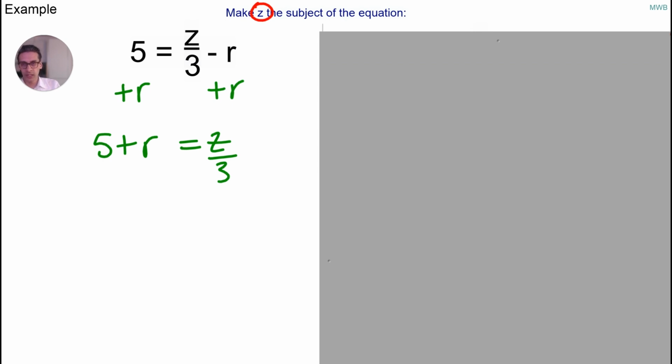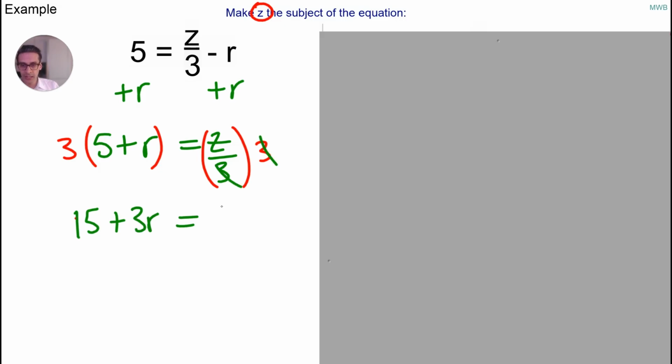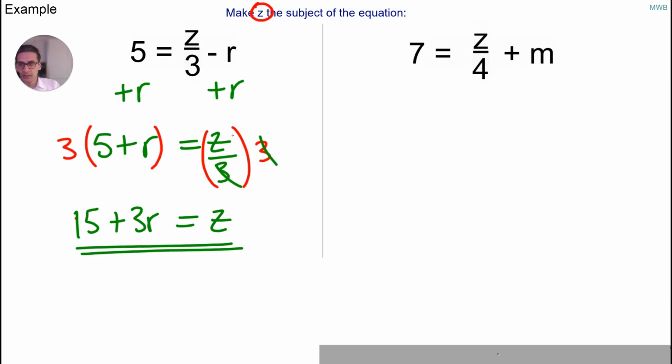Now if I want z to be by itself, I'm going to have to multiply both sides by 3, multiply the left hand side also by 3. So this becomes 15 plus 3r is equal to, now the 3's cancel out there, so it's just going to be z, and that is your final answer. Have a go with the question on the right, see how you do, and then I'm going to show you the answer in 3, 2, 1.